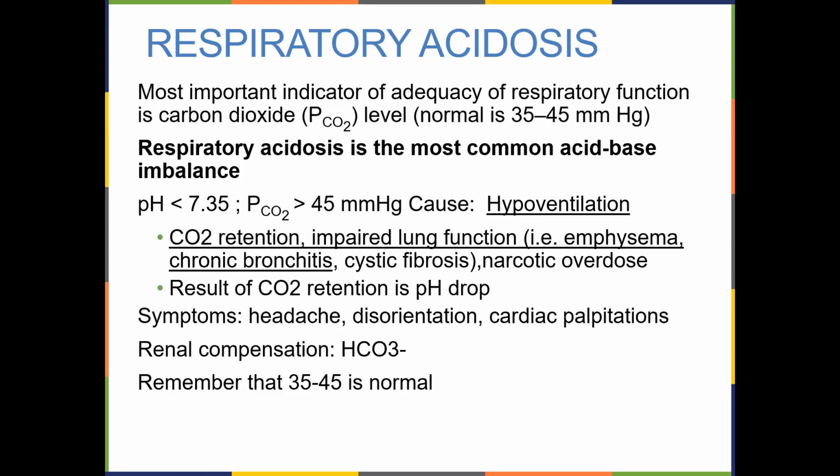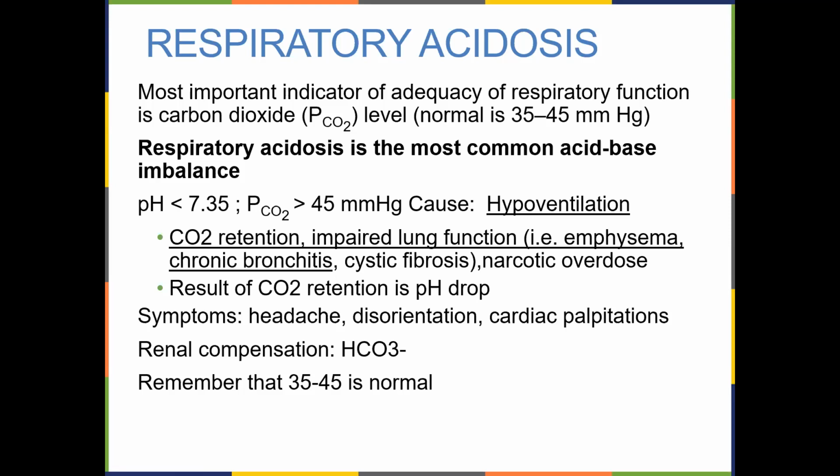The range is 35 to 45. Anything above 45 is going to cause a drop in your pH. The higher the CO2 levels, the lower your pH is. Your pH is going to drop below 7.35 if you're out of the range. Above 45 means you've got more CO2, and if you've got more CO2, you're going to have more carbonic acid and become more and more acidic.